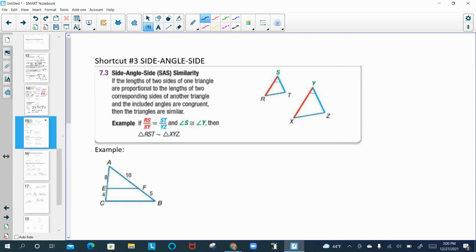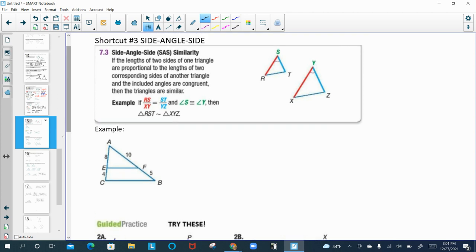Okay, and then lastly, side angle side. If the lengths of two sides of one triangle are proportional to the lengths of two corresponding sides of another triangle and the included angle, see how angle S is in between those two sides, those red and blue sides, and angle Y is in the middle in between? That's what included means. Then the triangles are similar. So you have to have an SAS pattern for this to work.